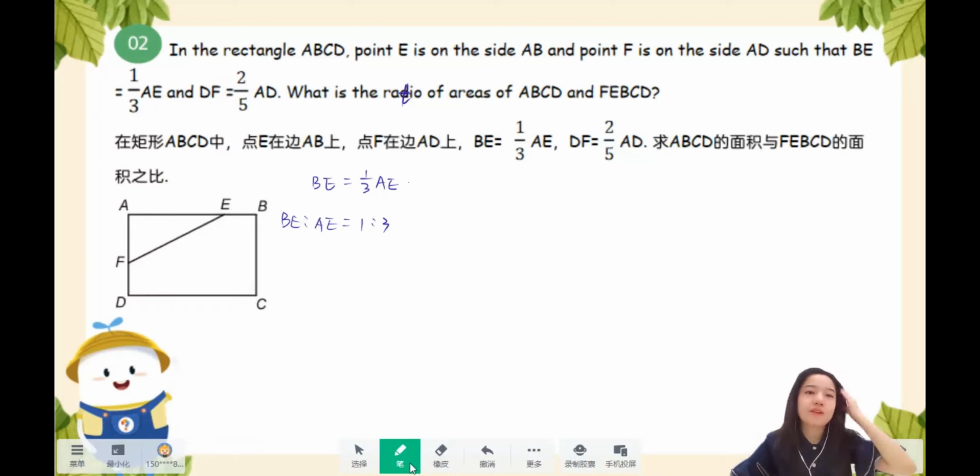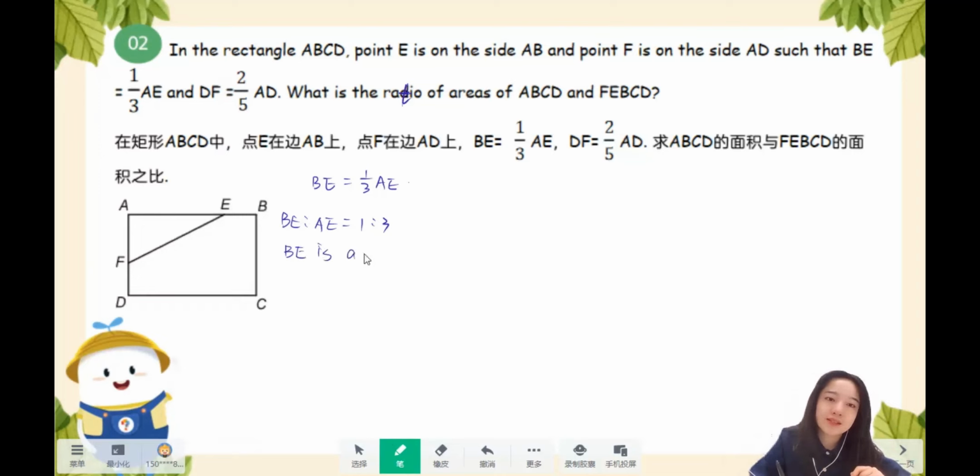So here, as you can see, the ratio of BE and AE should be 1 to 3. Now, let's see, if BE is considered as one part, then AE should have 3 parts. Because here we don't know the specific length, we just use a letter A to represent a part.